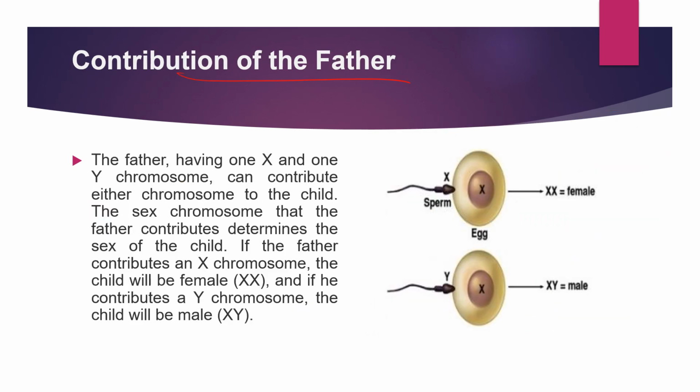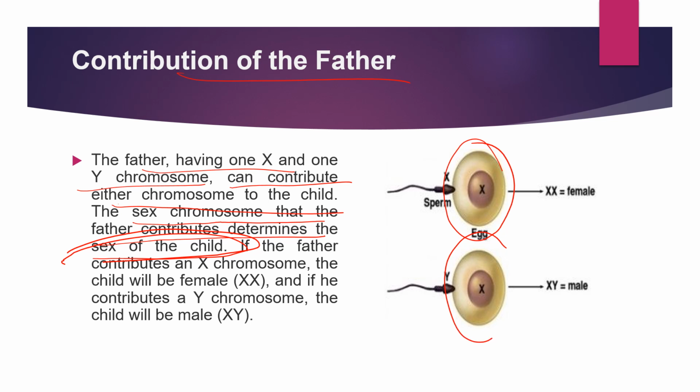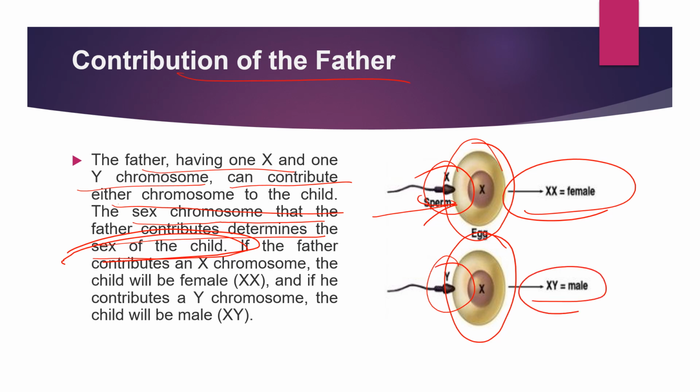Contribution of the father: the father has one X and one Y. He can contribute either of the chromosomes to the child. The sex chromosome that the father contributes determines the sex of the child. So this is the only secret which we were trying to unveil today. Only the father is the contributor of the sex chromosome which determines the sex of the child. The mother always has the egg cell with the X chromosome. If the sperm is carrying X, the baby will be a female, and if it is carrying Y, the baby will be a male.